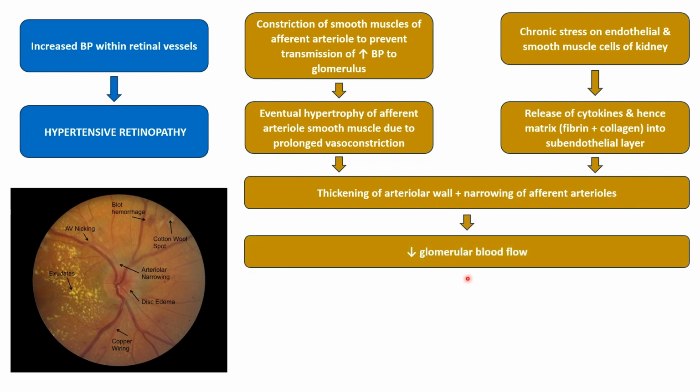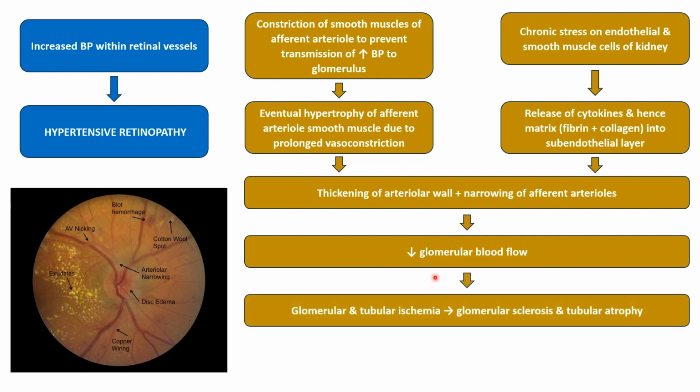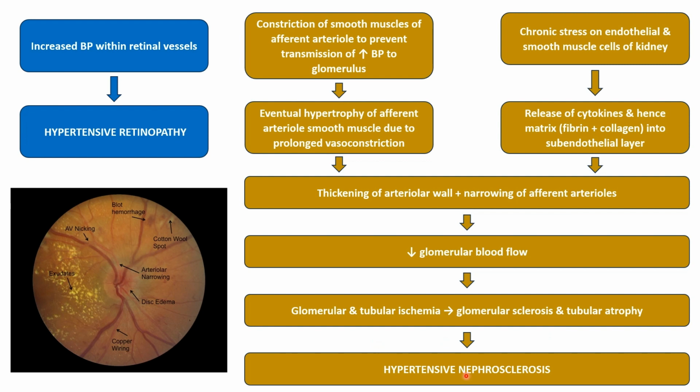There's going to be reduced glomerular blood flow, glomerular and tubular ischemia, because there's going to be less oxygen getting into the glomerulus and the tubules, which is going to result in glomerular sclerosis, so hardening, and atrophy, so shrinking of the tubules. And that's essentially the process of hypertensive nephrosclerosis. So it's similar to the way in which the left ventricle tries to adapt to high blood pressure. These are compensatory mechanisms, but they tend to be insufficient.